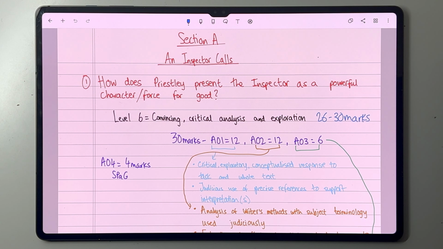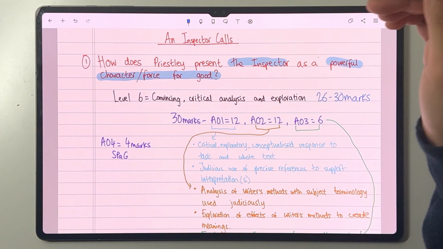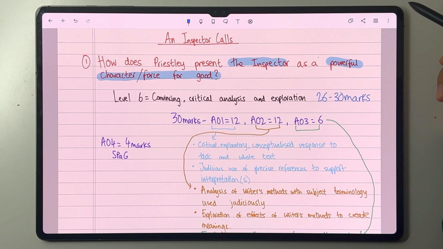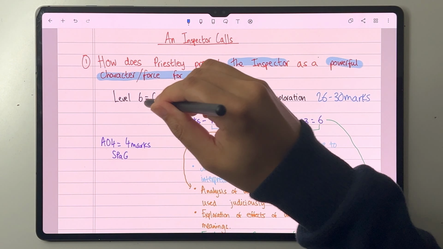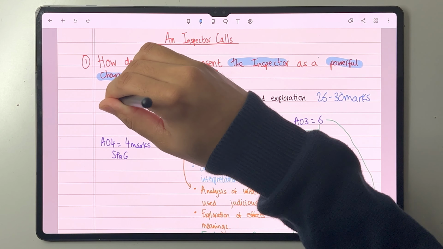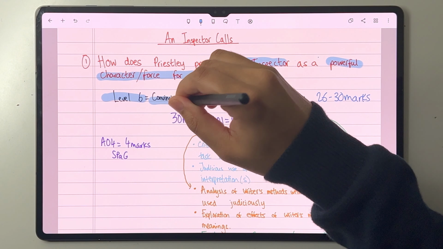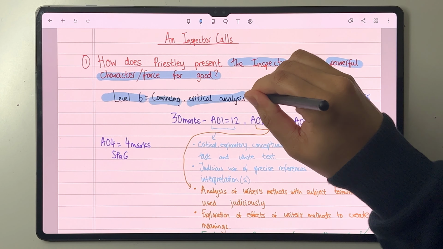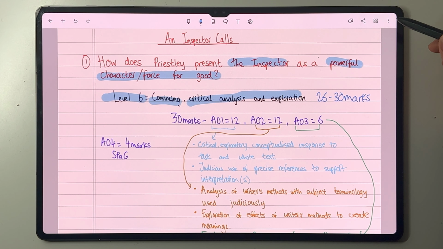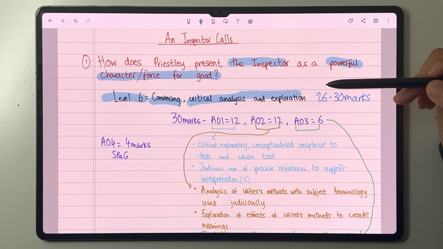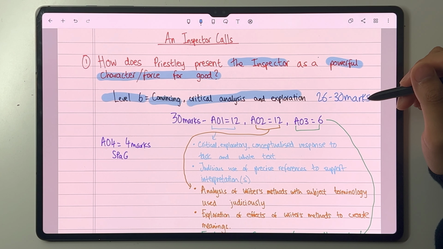Now, just to reiterate, you need to be familiar with the mark scheme. Most of you have probably gone over the mark scheme for your revision. Just to remind you, the highest level is level 6. And what do you have to demonstrate for a level 6 response? Your response needs to be convincing, and you must provide critical analysis and exploration. So for the examiner to award you level 6, you must demonstrate this for 26 to 30 marks.